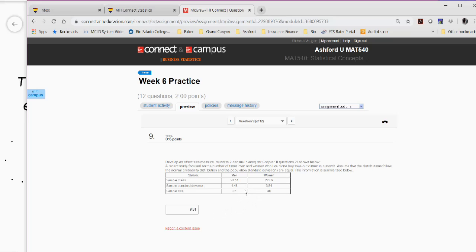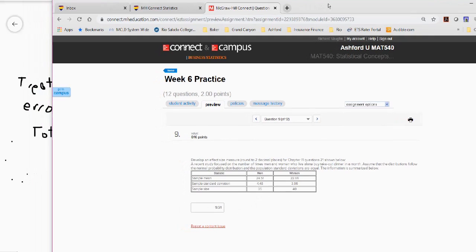I'll quickly run through how I come up with that 0.44. But again, I think that this answer is coded incorrectly in the system. And I would suggest that you, if you have this link available on your system, report a content issue. I've reported it as well.